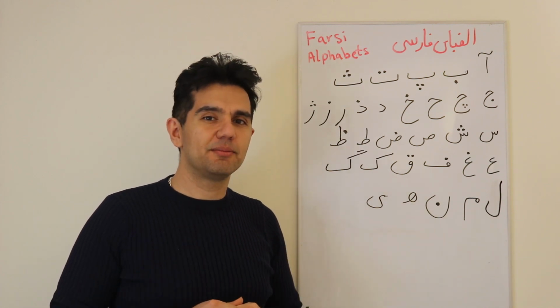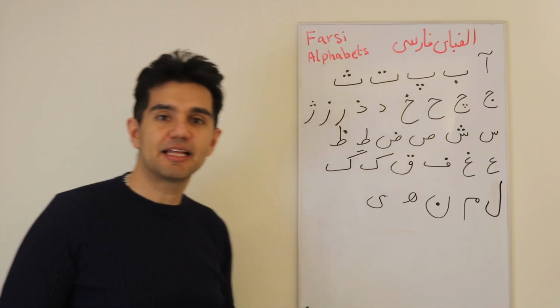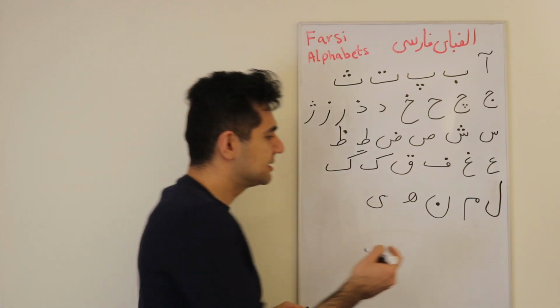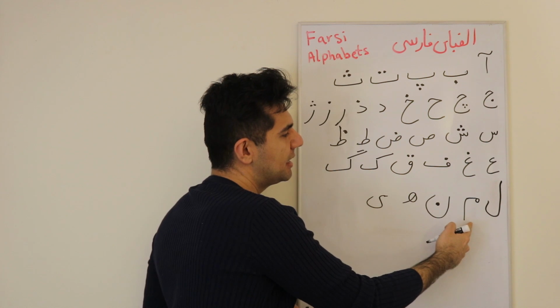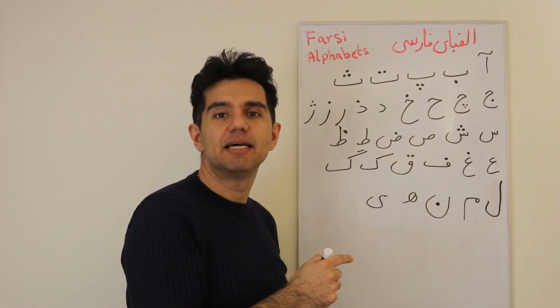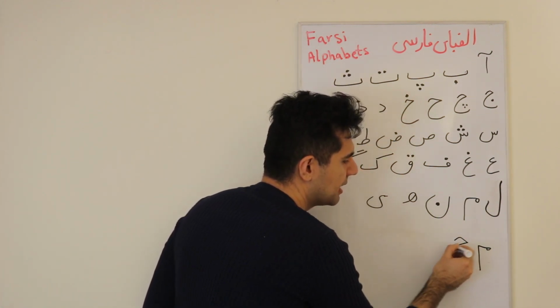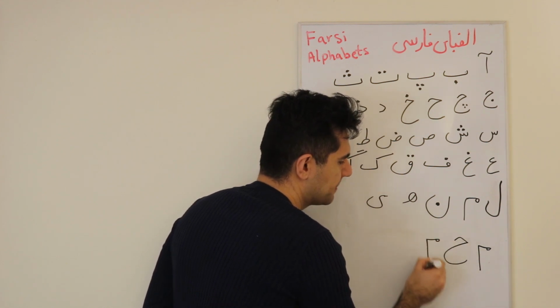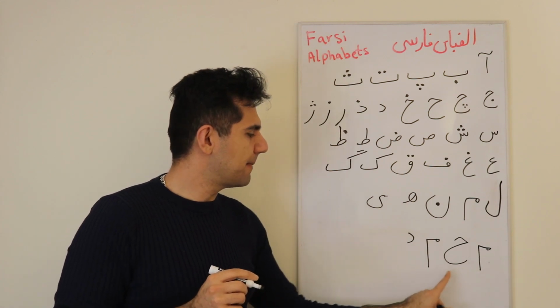How would you write your name in Farsi? What's your name? My name is Mohammed. So the letters that construct my name are me, he, me, de. Mohammed. It is me, he, me, and de. Mohammed.